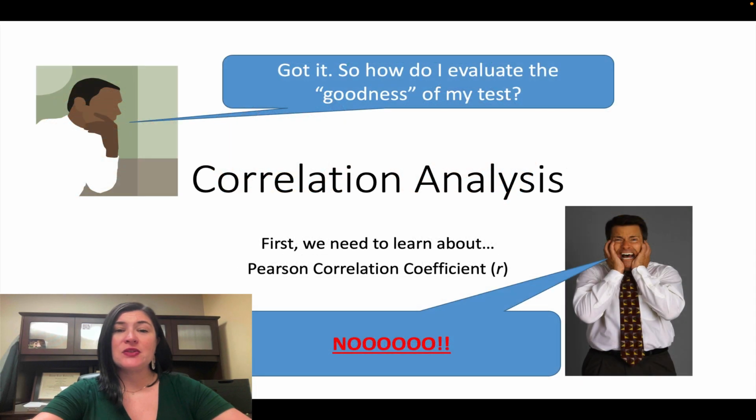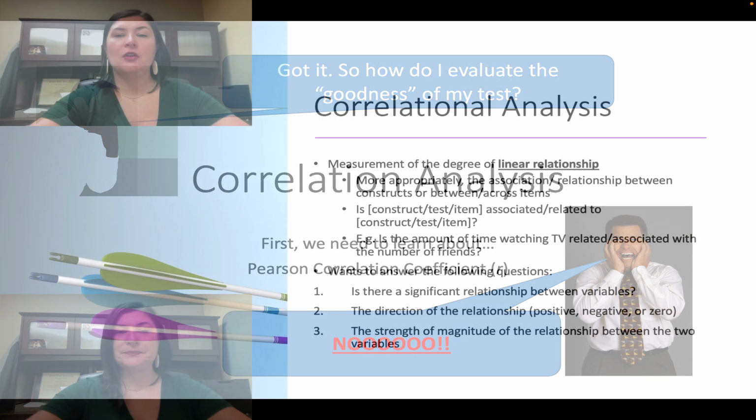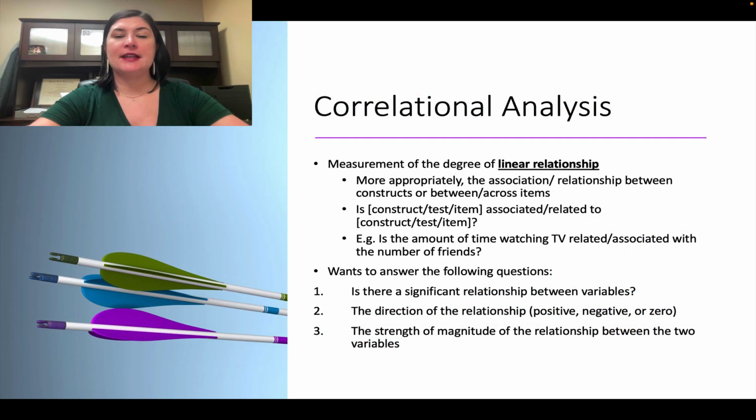So then the next question is, how do I evaluate the goodness of a test? Well, one way to do this is called a correlation analysis. So first we need to learn about what is a Pearson correlation coefficient, or the little r. Correlation analysis is basically the measurement of the degree of a linear relationship. So more appropriately, this basically means the association or the relationship between constructs or across items.